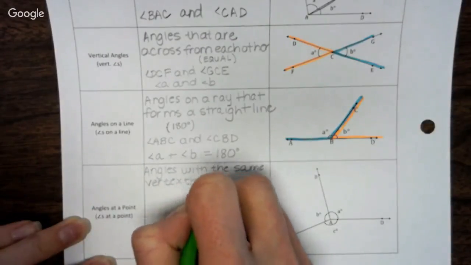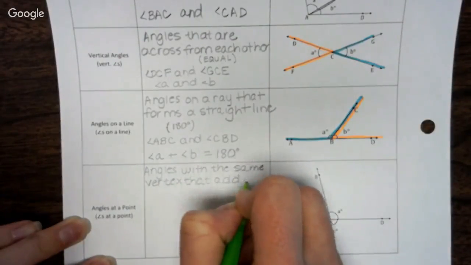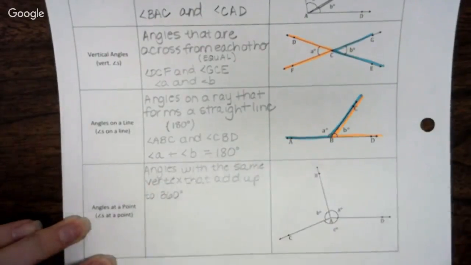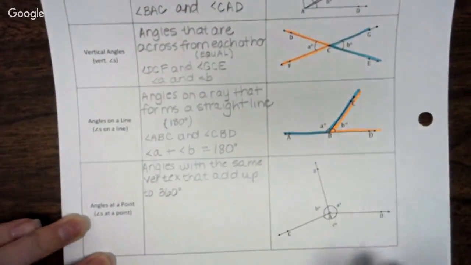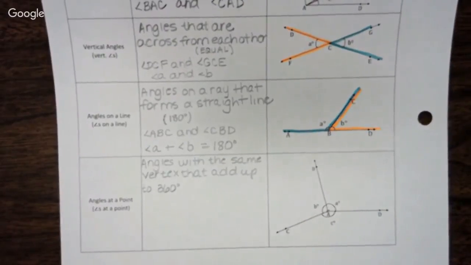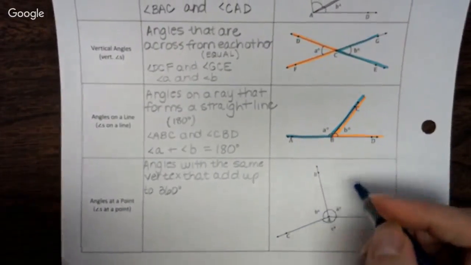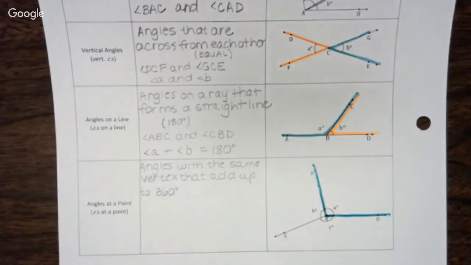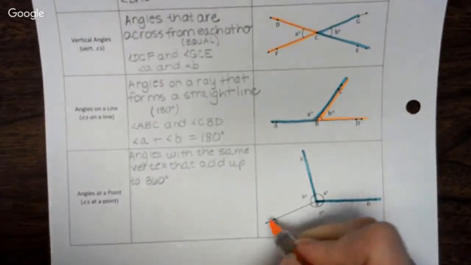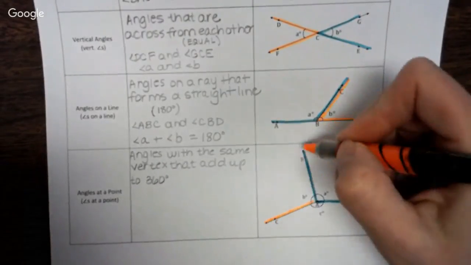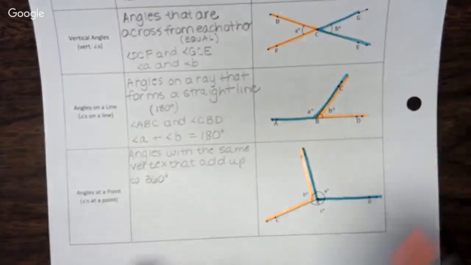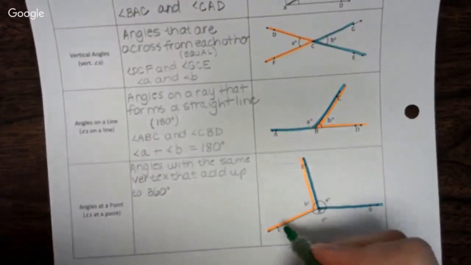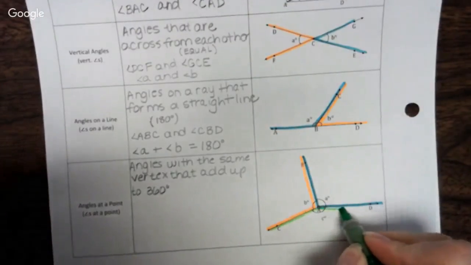That add up to 360 degrees. So here's your point. There, in this picture, there are three angles. We have angle A, which is right here. That's my blue angle. We have angle B right here. And let me grab another color for angle C, which is this angle right here.